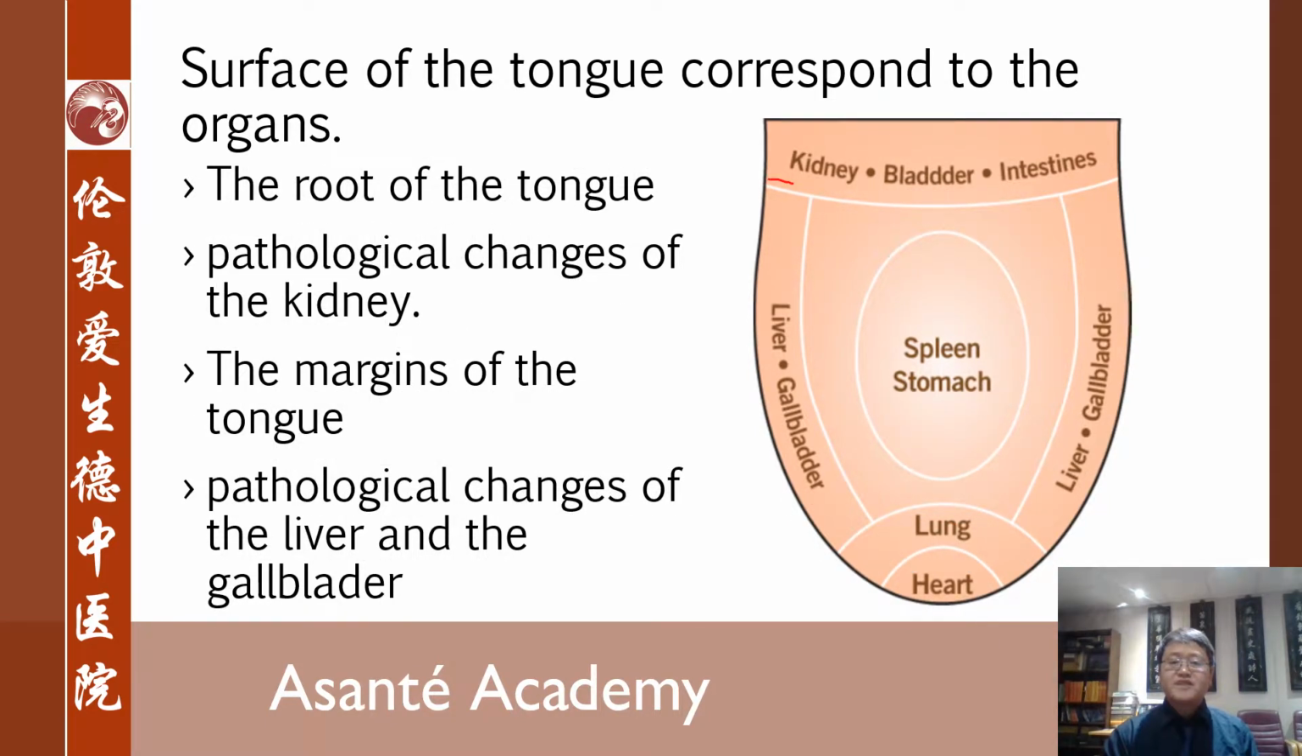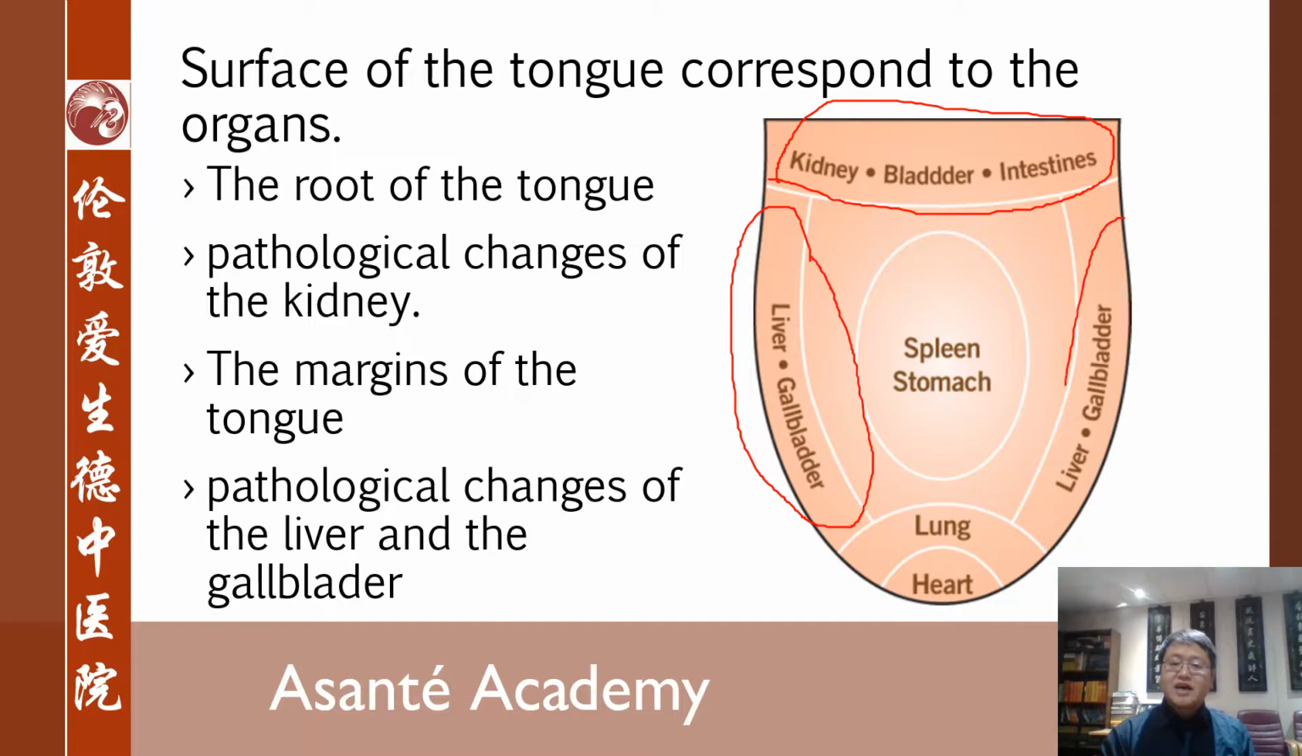The root of the tongue, this part is the root of the tongue, shows the pathological changes of the kidney. And the margin of the tongue, let's have a look. This part is the margin of the tongue, and this side is also the margin of the tongue. That shows pathological changes of the liver and the gallbladder.